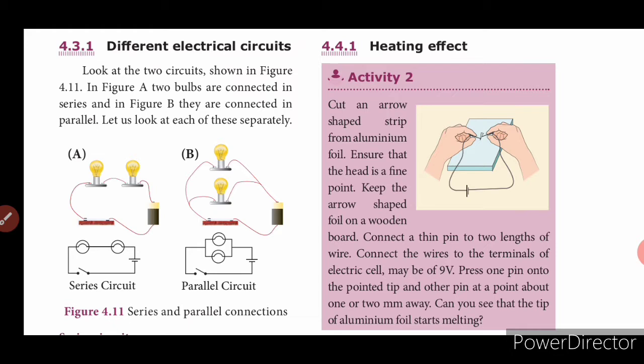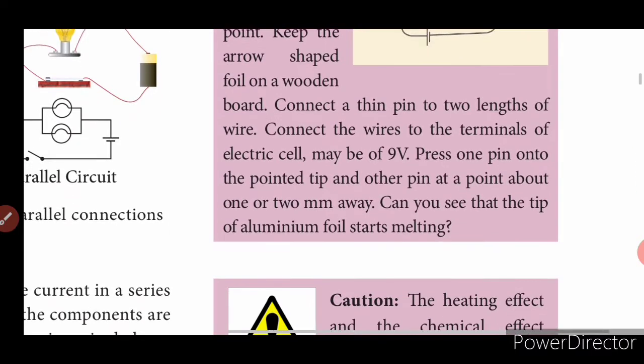Because current has passed on the aluminum foil, it starts melting. Even that small amount of volt has made the aluminum foil melt, because aluminum has only that much conduction of electricity. Nine volt itself is heavy for that aluminum foil, so it started melting. So that is why current is not always the same for all the elements.